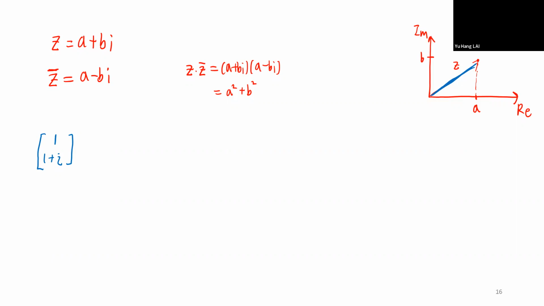So for a complex vector, how do I take the dot product? Okay, let me show you how it is done. This is my vector v.